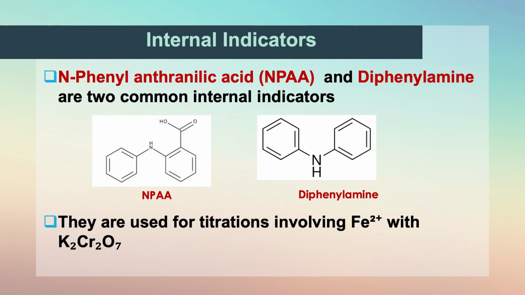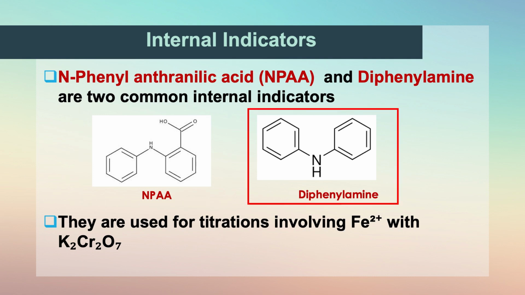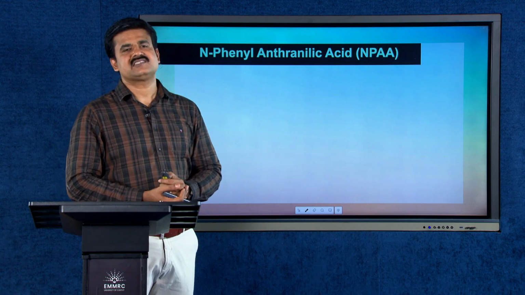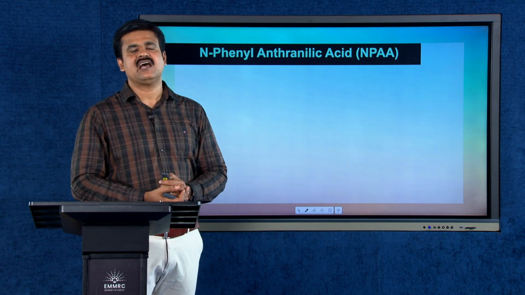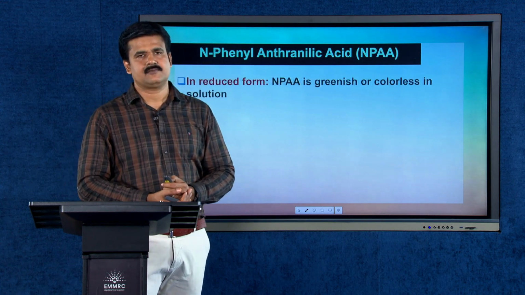This is the chemical structure of N-phenyl anthranilic acid, which is shown on the left hand side, and diphenylamine, which is shown on the right hand side. These two are organic molecules which can exhibit a specific coloration, and they are preferably used for titrations involving Fe2+ ions, ferrous ions, with potassium dichromate. Of these, we can take the first one in more detail, that is N-phenyl anthranilic acid.